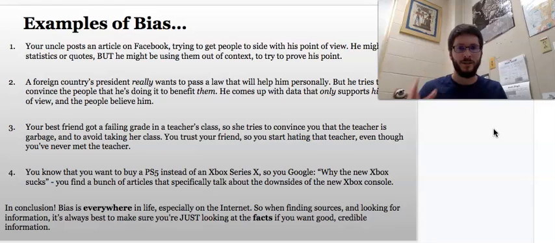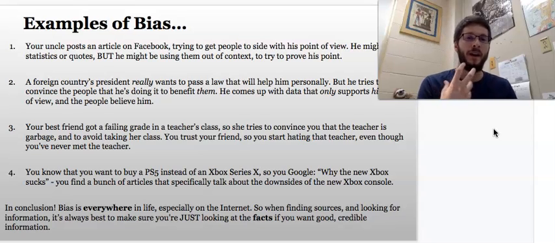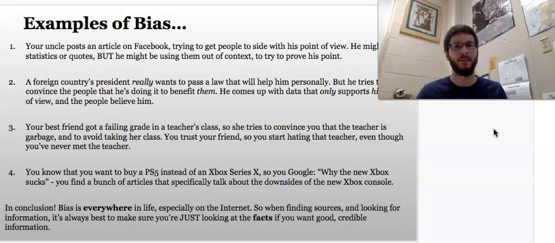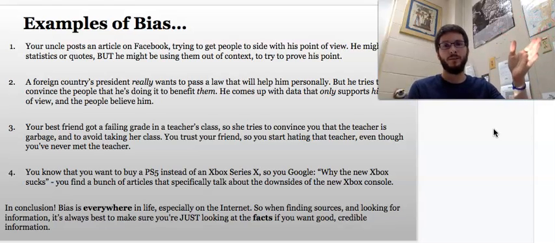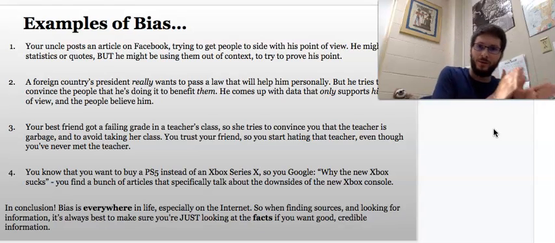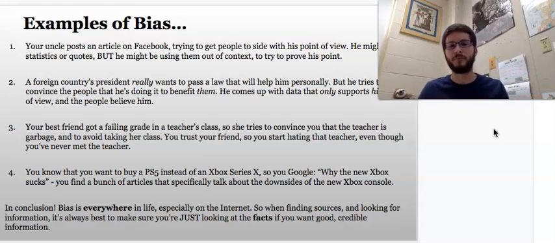Number three, your best friend got a failing grade in a teacher's class. Crazy, right? She decides that she's going to convince you that that teacher is garbage. You should never take that teacher. They're the worst. They had a personal experience that was negative with that teacher, so therefore she thinks that teacher must just be across the map a bad teacher or a bad person, right? You've never met this teacher. You didn't have an opinion ahead of time, but now because your friend has only given you facts to support her side of view, you're going to be pulled towards believing that side of the story, right?